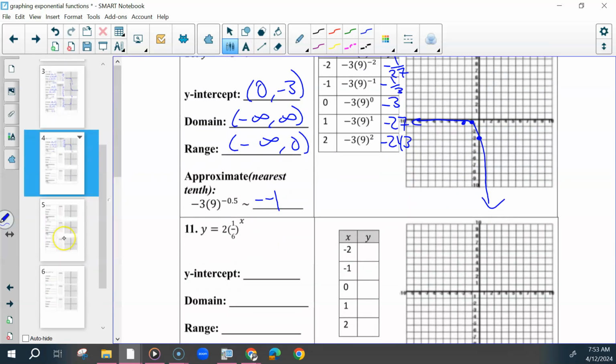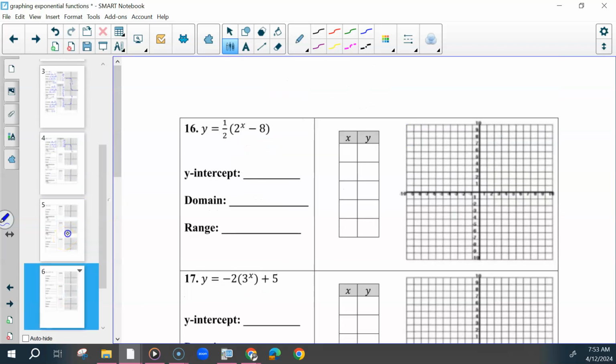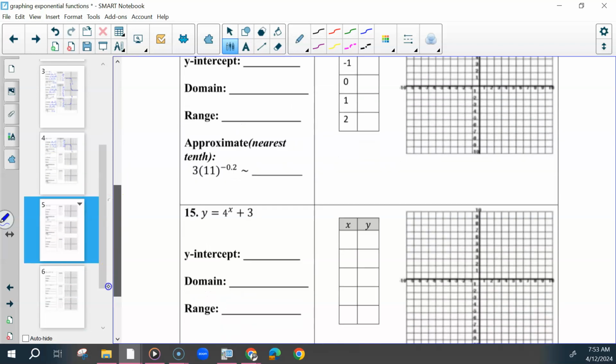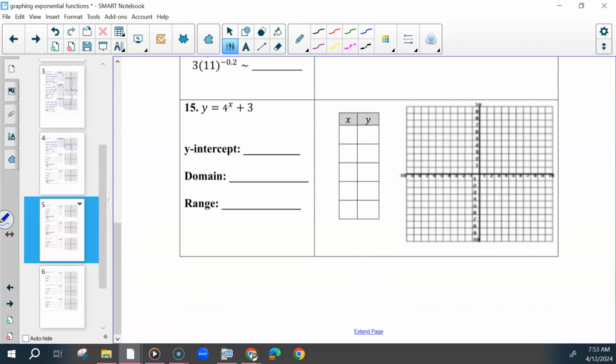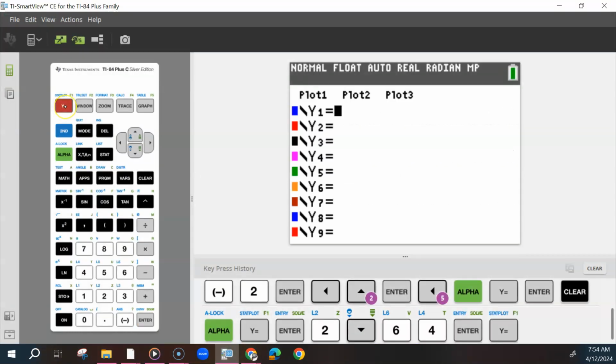Go on to find 15. So now you have something where you have a blank table. You could do one of two things. Either put this in, find the y-intercept, put that in the middle and start there. Or, actually, let's do that first. So go ahead and put this into your y equals.